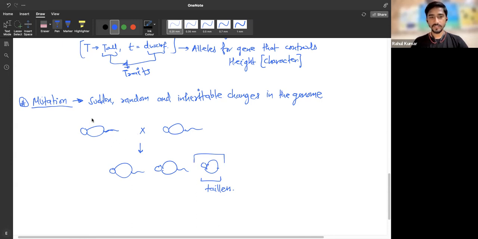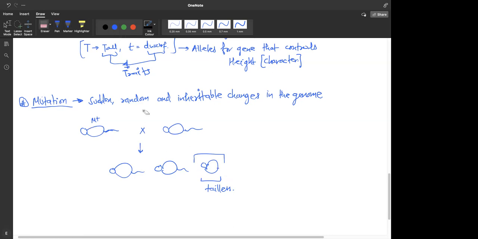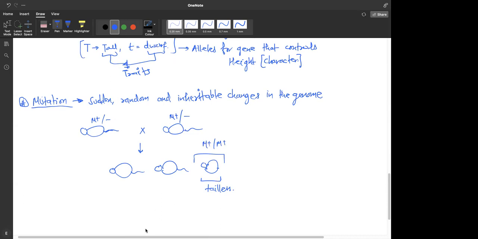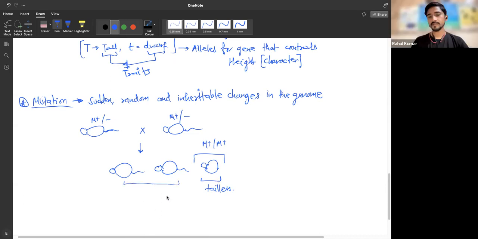If this mouse had a mutation, let's say it has mutation M+ for tail, then all the mice would still have tails, because the other parent will provide for that gene. There are 2 copies. Either one way is that I take mutants which are heterozygous, mutation over wild type. If this is heterozygous for the tailless mutation, then in this progeny it must be mutation over mutation. So that's why it is tailless. The rest have tails.